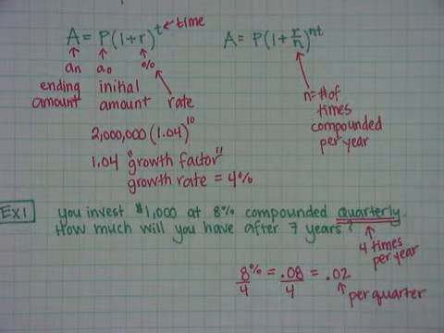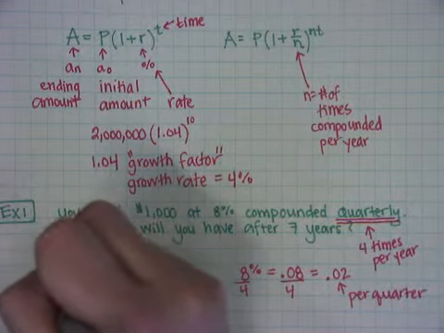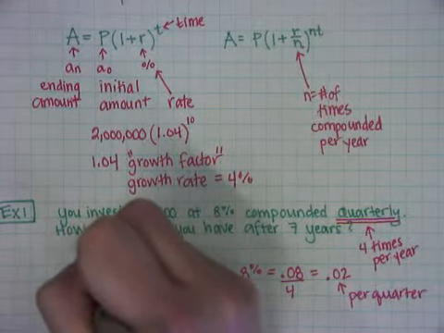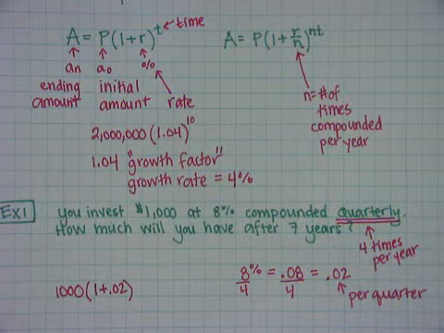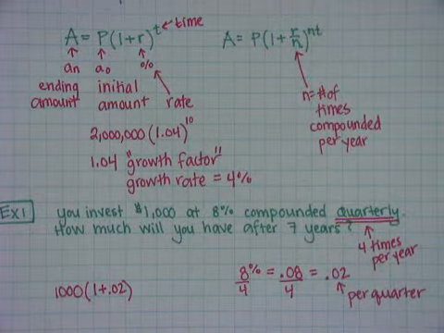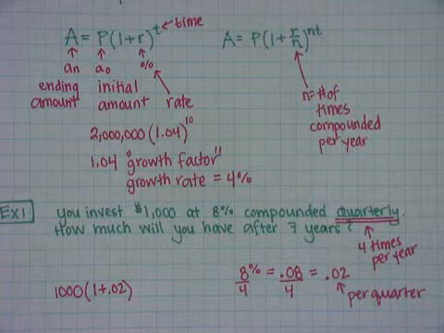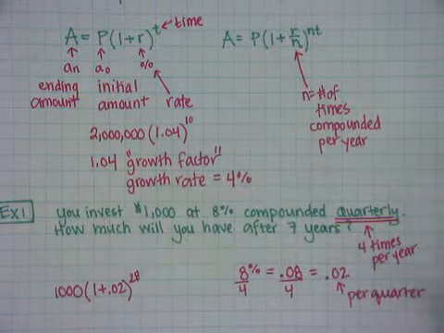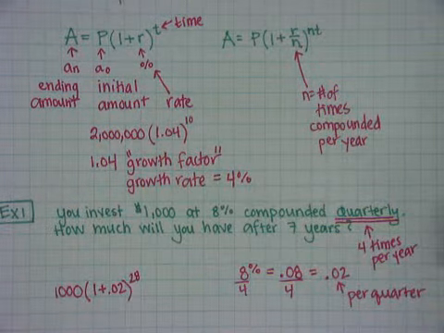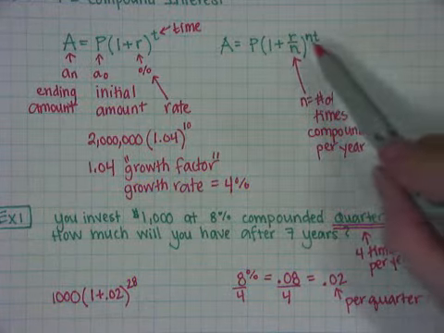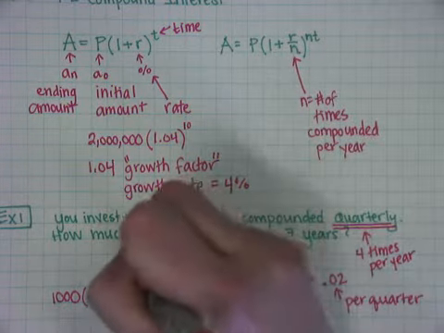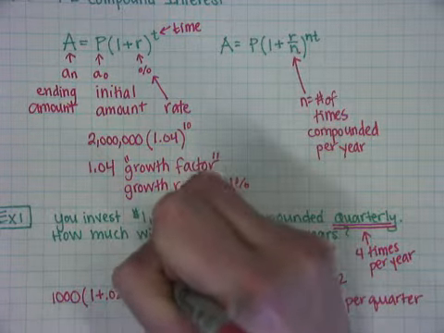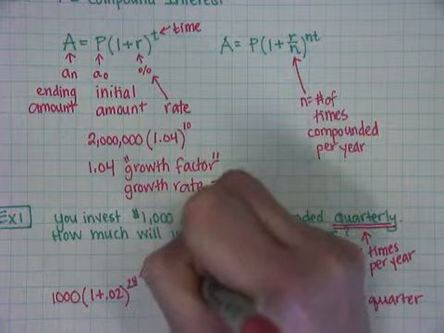That's going to affect the time period too, because I have $1,000 and I have 1 plus the 0.02, or 102%. How many times? 4 times a year over 7 years is 28. And notice up here, this n times t, because you do 4 times 7, exactly. So this little 28 came from 4 times a year for 7 years.